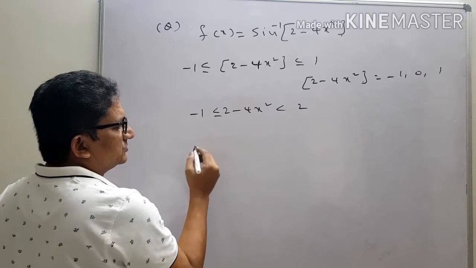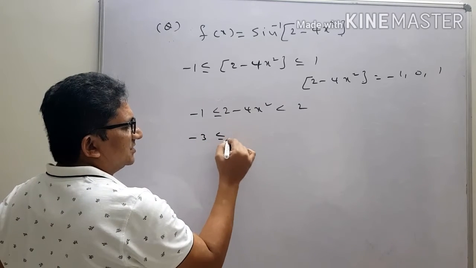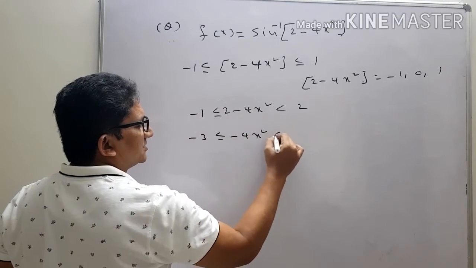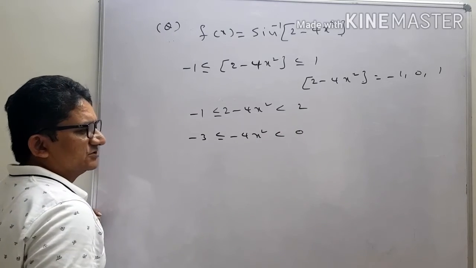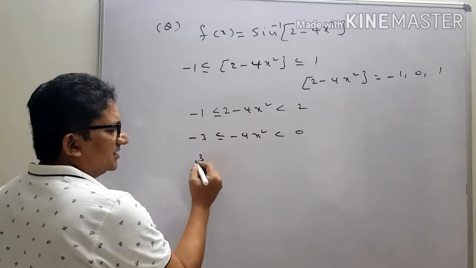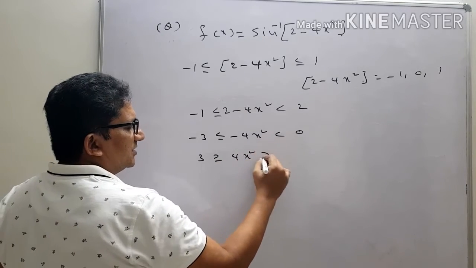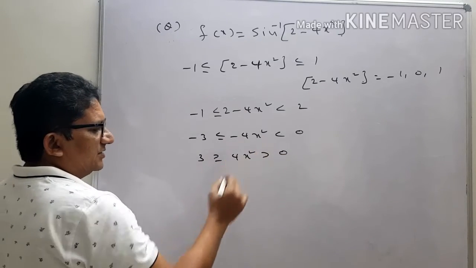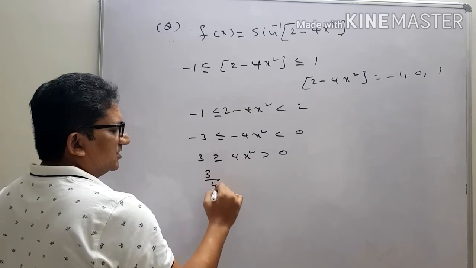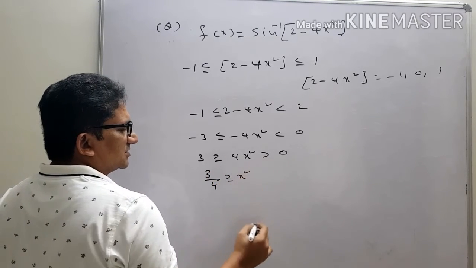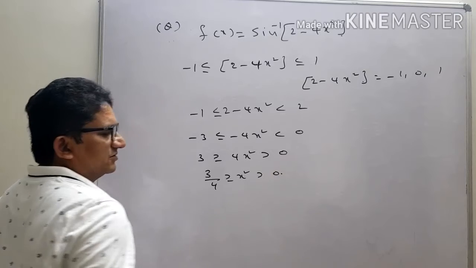If we subtract 2 here, we will get -3 ≤ -4x² ≤ 0. Multiply by minus sign: 3 less than becomes greater than, and here also less than becomes greater than. Now divide it by 4, we will get 3/4 ≥ x² ≥ 0.